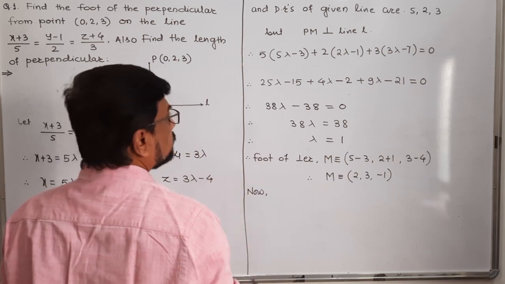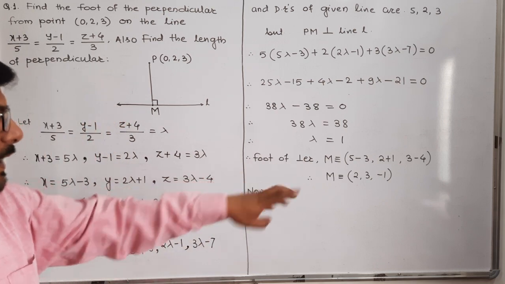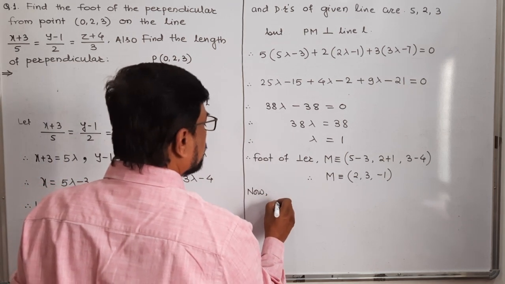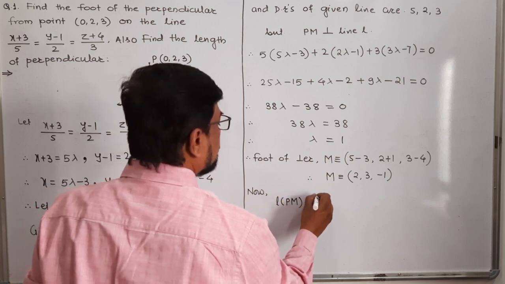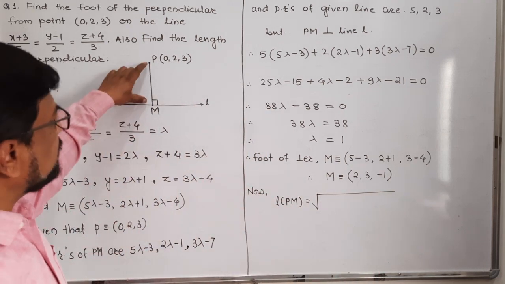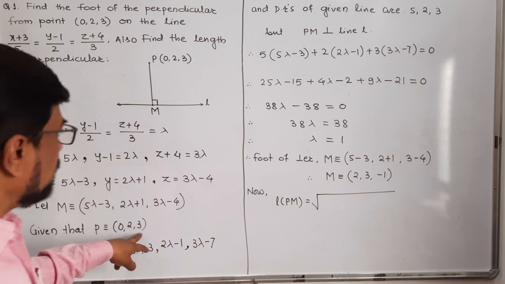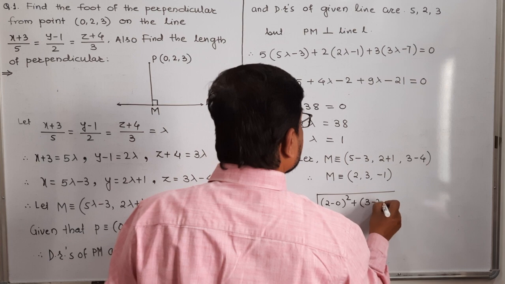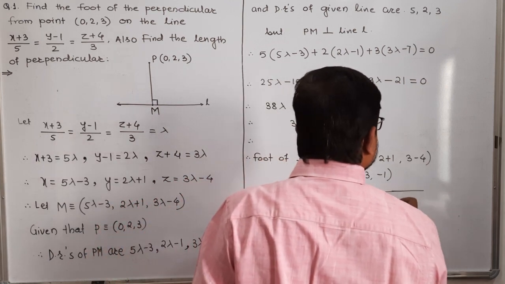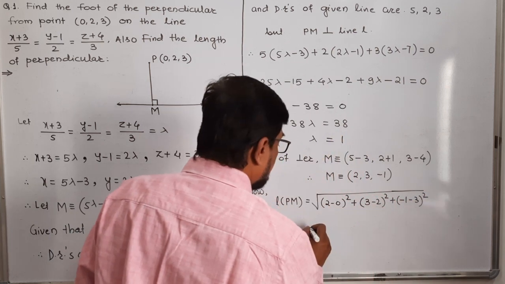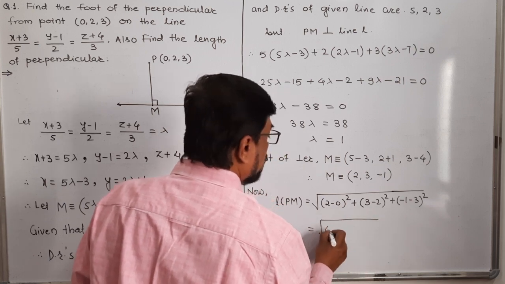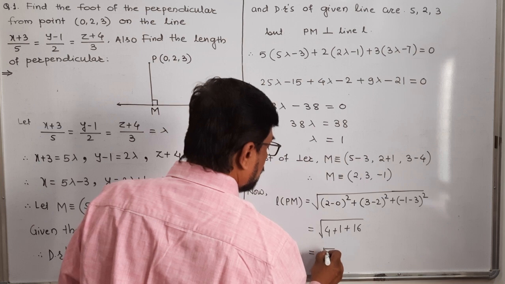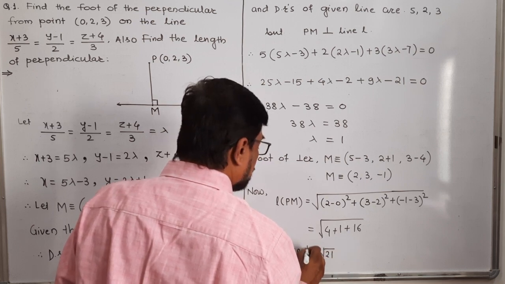Now, after finding the coordinates of M, we are going to find the length of perpendicular, means the length of PM is equal to under root of, we can use the distance formula to find the distance between P and M. P के coordinates पता हैं 0, 2, 3, that is 2 minus 0 whole square plus 3 minus 2 whole square plus minus 1 minus 3 whole square, that is equal to under root of 2 square is 4 plus 1 square is 1 plus 4 square is 16, that is equal to root 21, the length of PM. This is said to be the length of perpendicular.